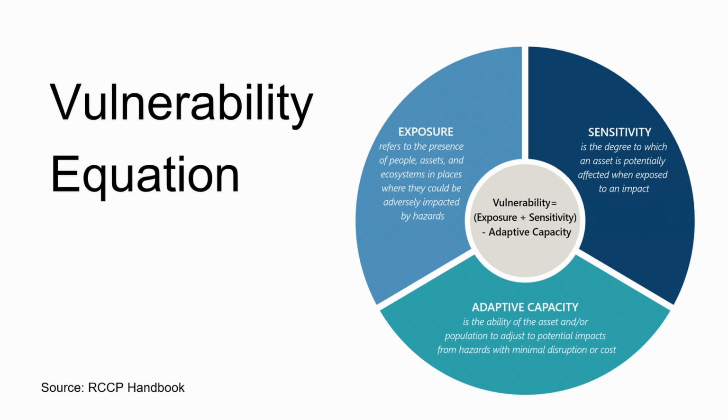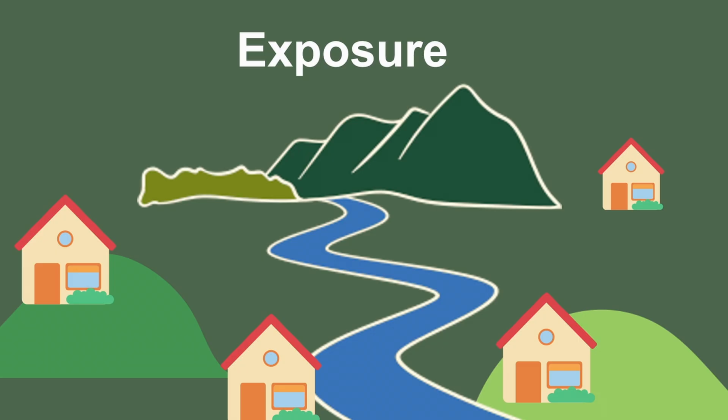This is just used to rank each asset on how vulnerable it is, and it can be used to prioritize which projects the community would want to complete first. Those are more relevant to the next steps of the RCCP handbook that we didn't get to. But here to explain what each of these things mean.